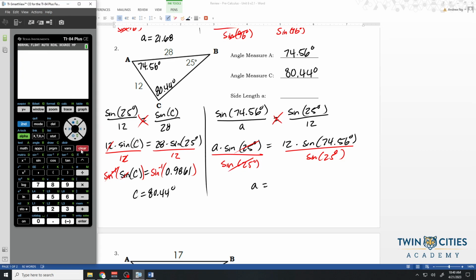And let's put that in the calculator. 12 times the sine of 74.56. Divide that by the sine of 25. So A is 27.37. We'll round that to.